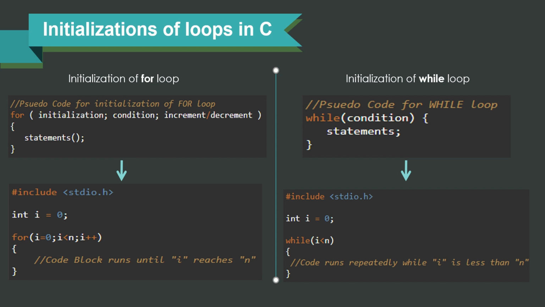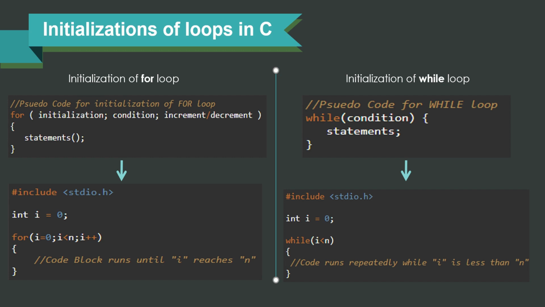i++ will happen. If it is not met, it will exit. Coming to the while loop: while (condition) { statements }. Only when the condition is met, the statements will be run. #include <stdio.h>, int i = 0. If i is less than n, only then the code inside it will be run.